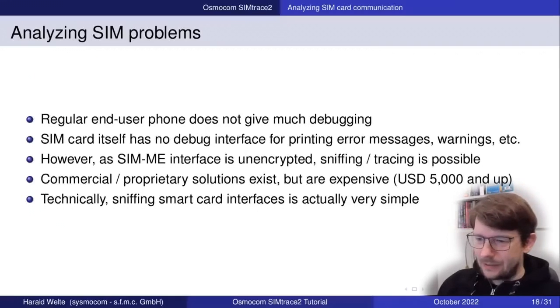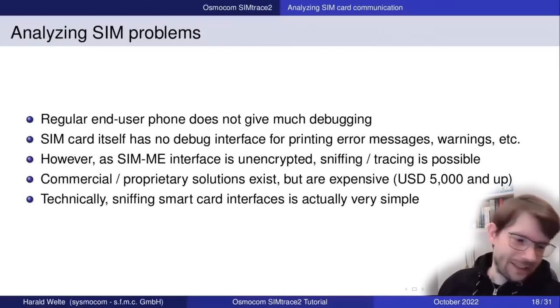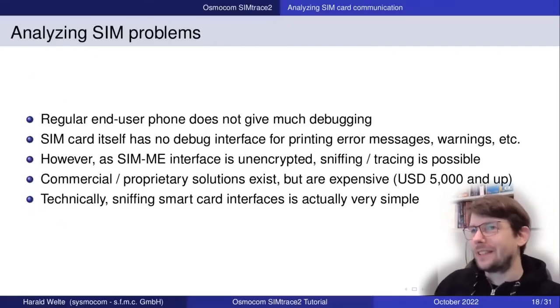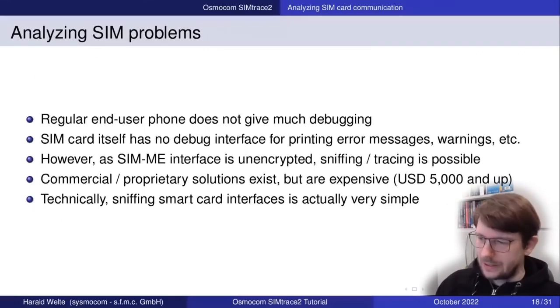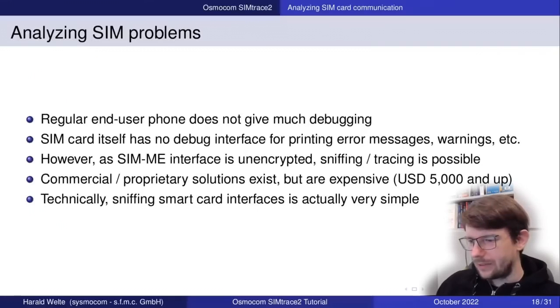The SIM card itself, of course, has no kind of debug interface. There's not some kind of diagnostic pads or an additional UART or something where you can get debug information. There is no way to extract any information from the card itself. But since all of this communication between the SIM card and the phone is unencrypted, we can passively sniff or trace this information. There have been a number of commercial and proprietary solutions that are relatively expensive.